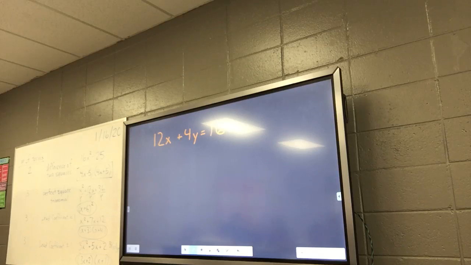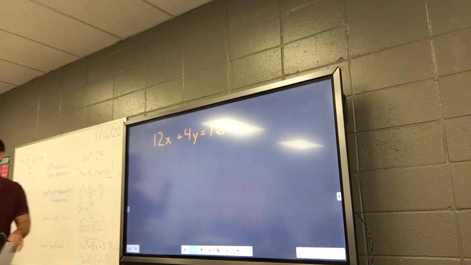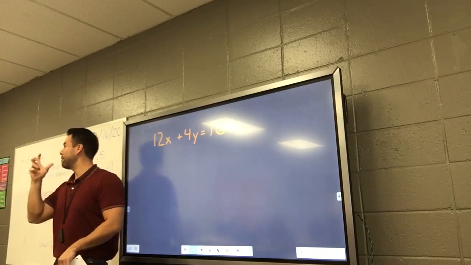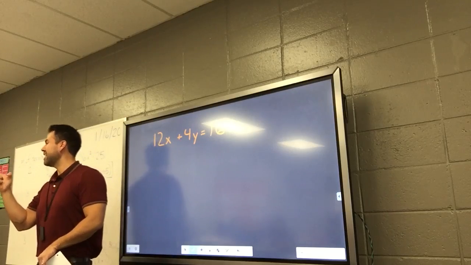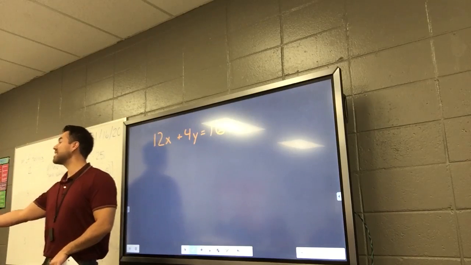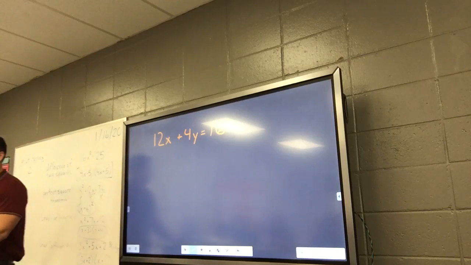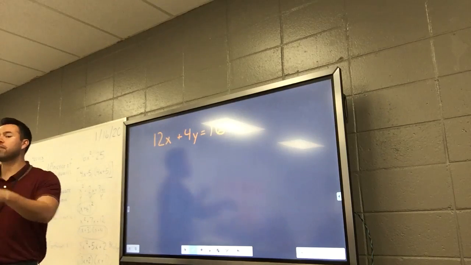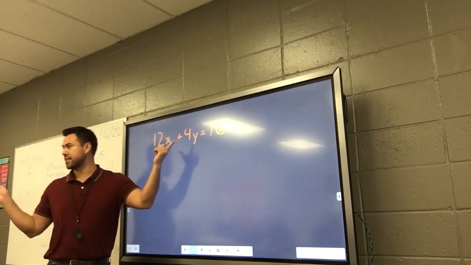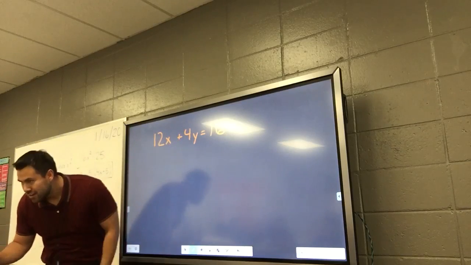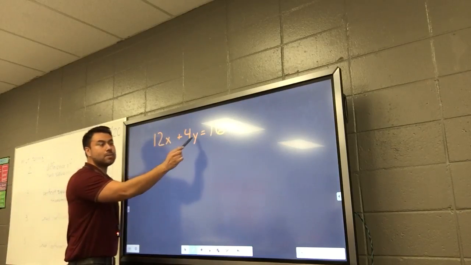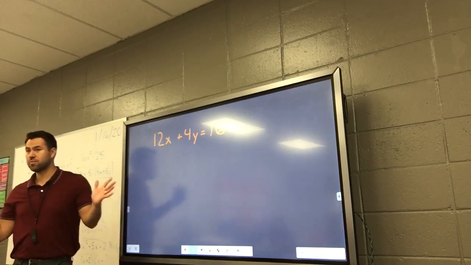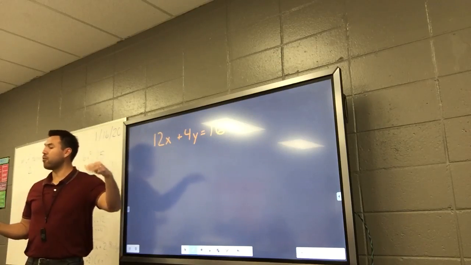So what is true about slope-intercept form? Remember, the first thing I said, y is by itself. Is y by itself up there? No. Guys, this is a review of how to solve an equation with two variables. Y is being multiplied by 4 and added with 12x. What undoes multiplying by 4 and then adding 12x?